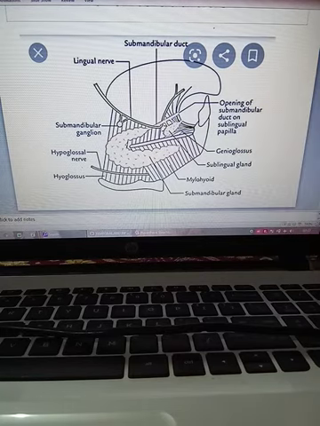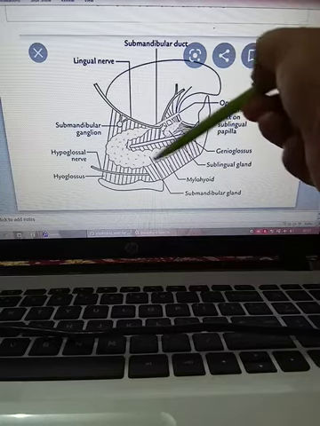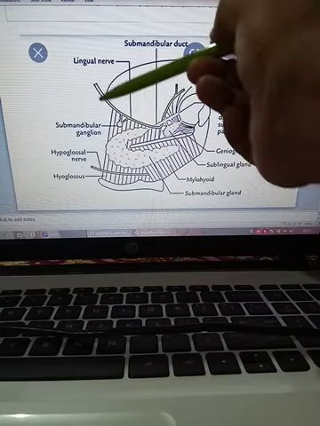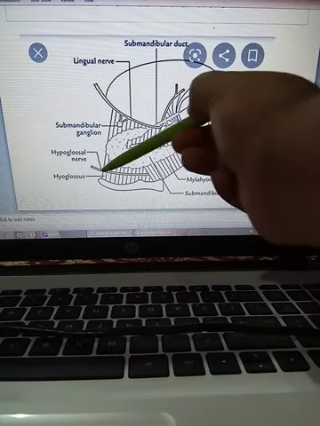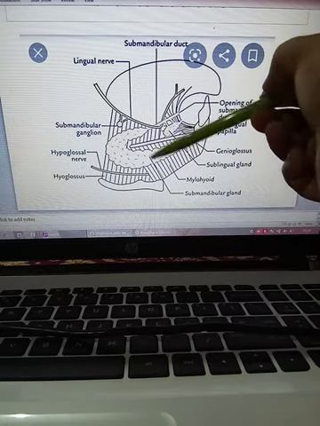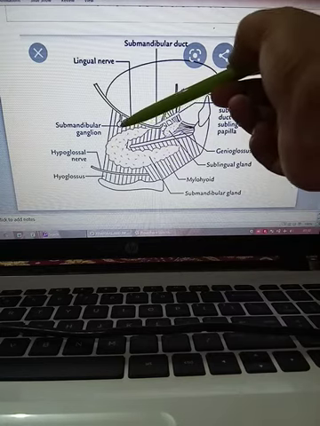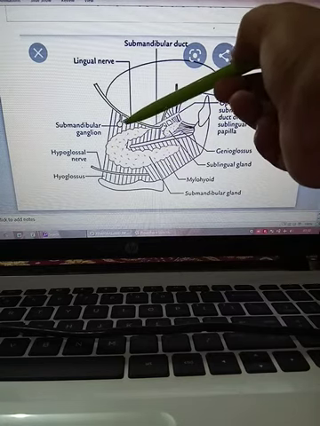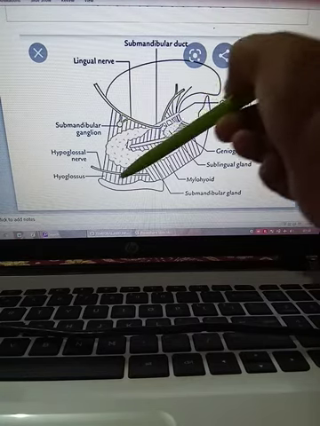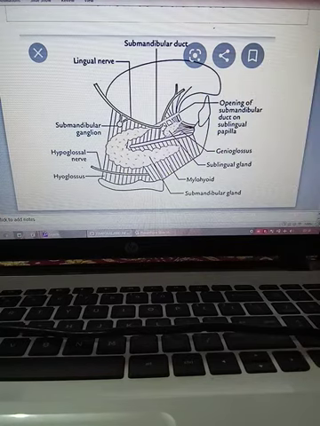If we talk about the relations, laterally it has the mylohyoid muscle, and medially it has the hyoglossus muscle. Above it has the lingual nerve with the submandibular ganglion, and below it has the hypoglossal nerve.